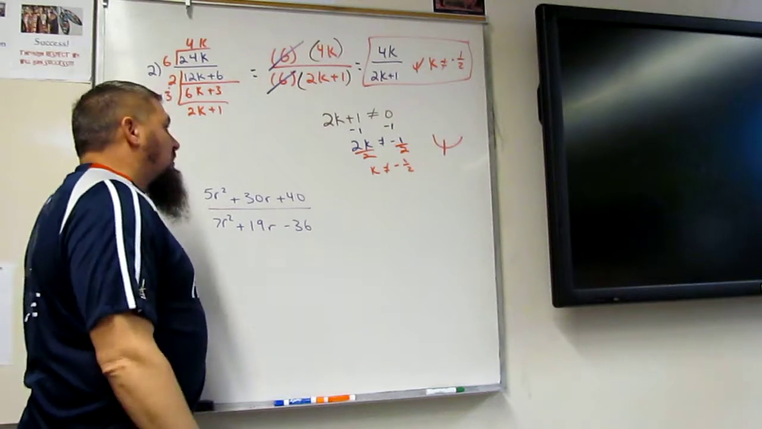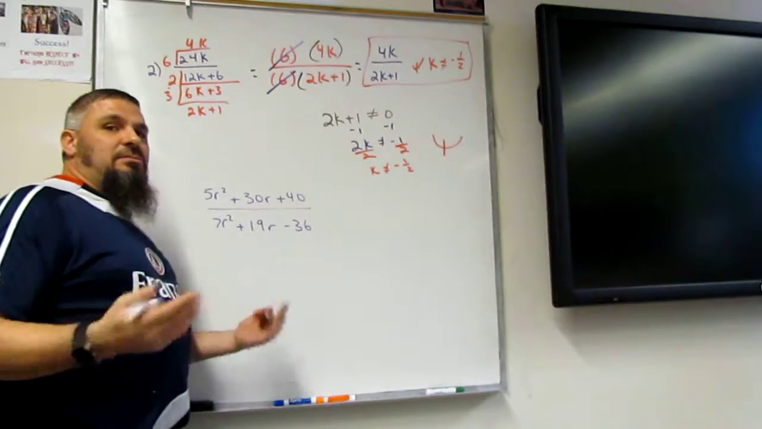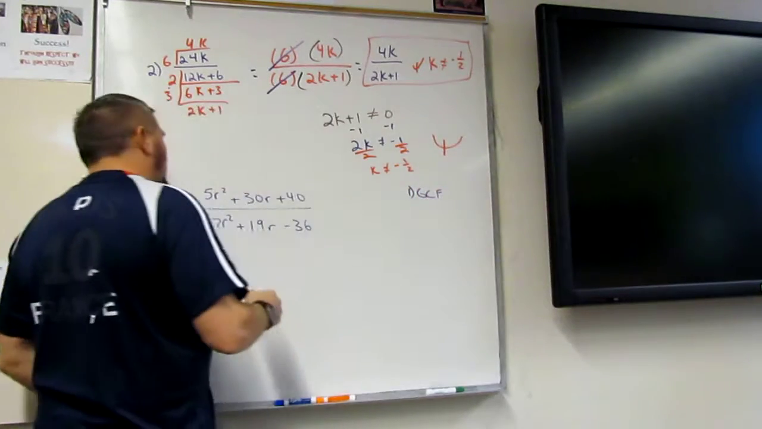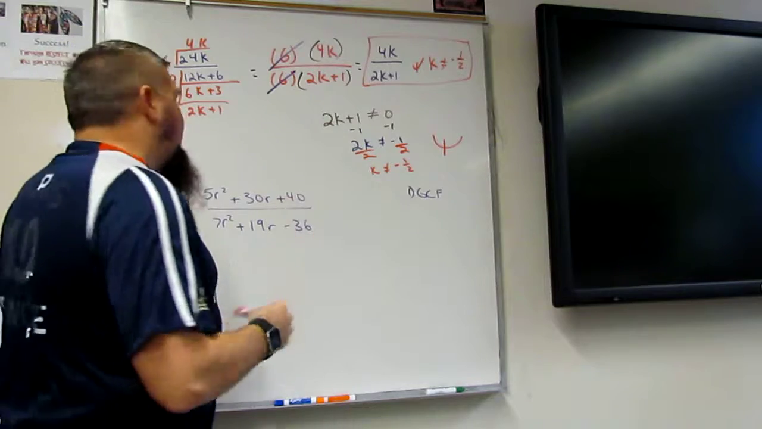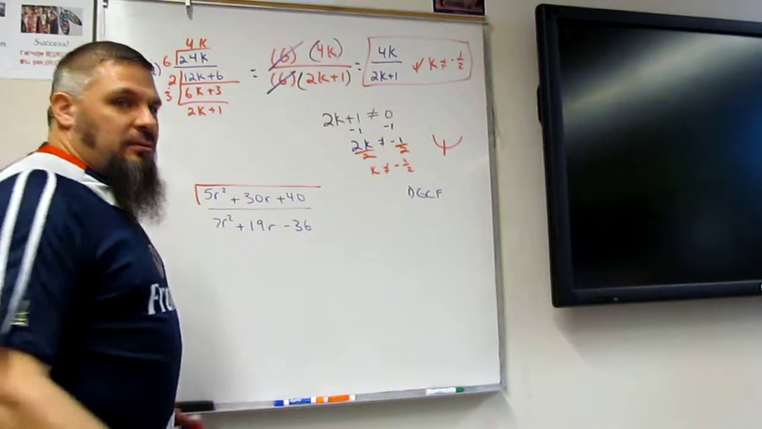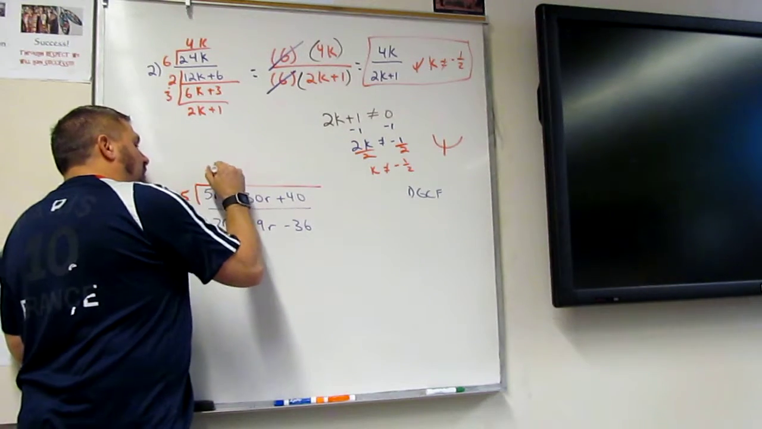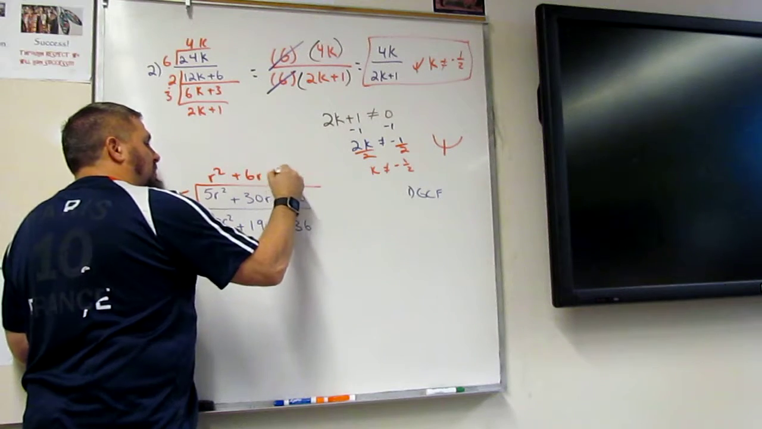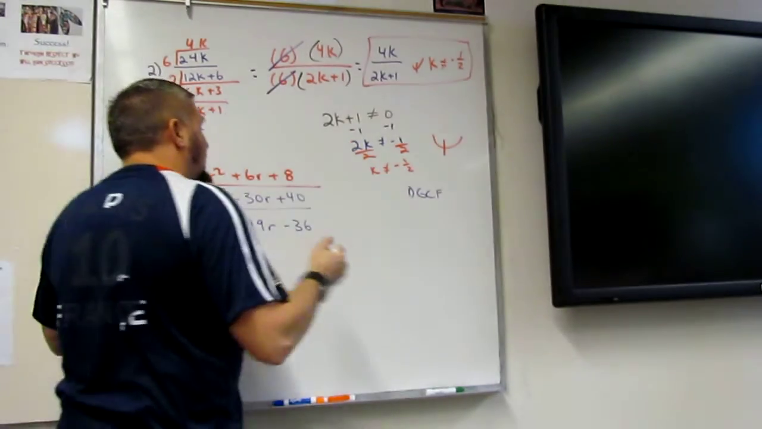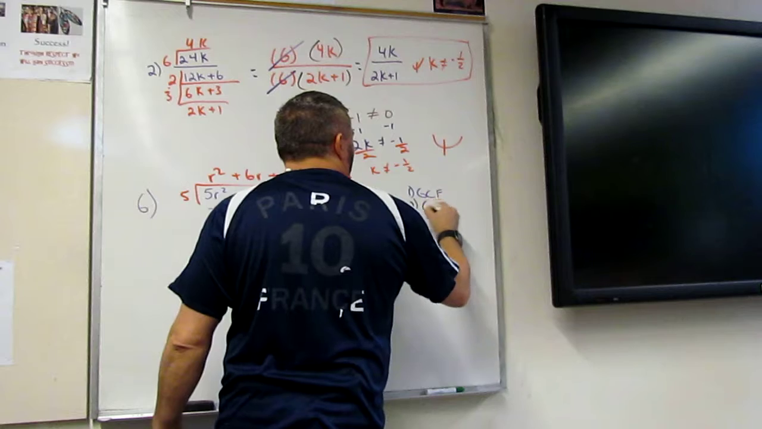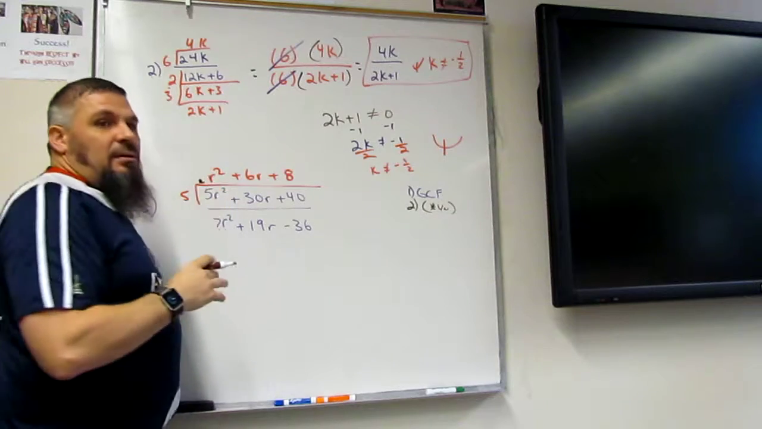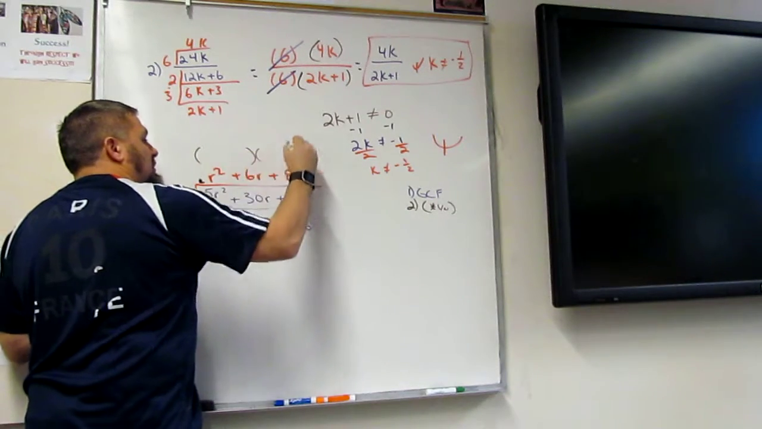Next we're going to continue with this whole 5-step method. Remember, the first step is GCF, greatest common factor. What goes into 5, 30, and 40? 5. So r squared plus 6r plus 8. Now the second part is parentheses, star variable. There's no star here, so it's just parentheses and variable.